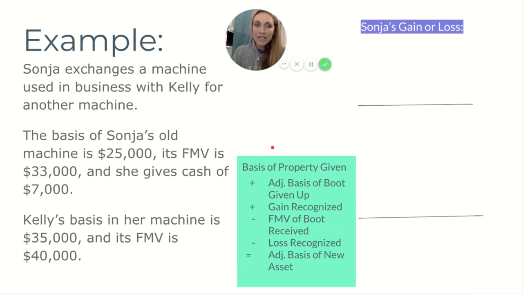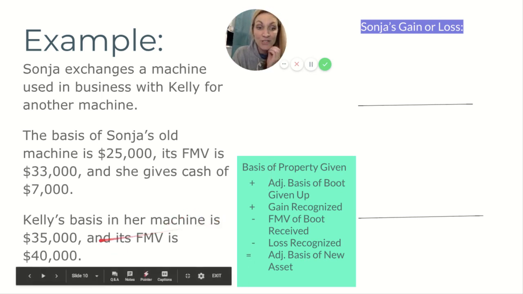Sonja exchanges a machine used in a business with Kelly for another machine. This would not be applicable anymore because there's only land allowed in 2018, land and real estate, of course. The basis of Sonja's old machine was $25,000. Its fair market value $33,000, and she gives cash of $7,000. Kelly's basis in her machine is $35,000 and fair market value is $40,000. So we're calculating Sonja's gain or loss.